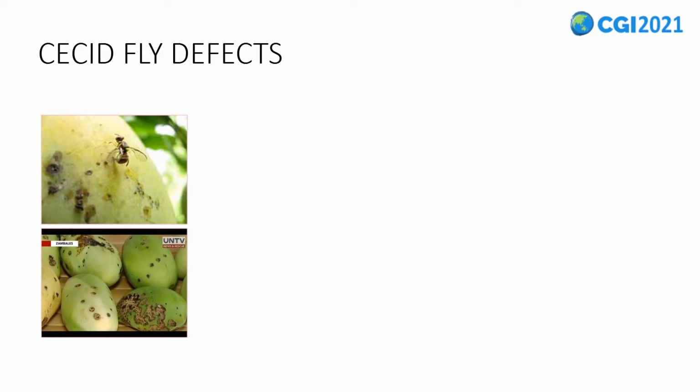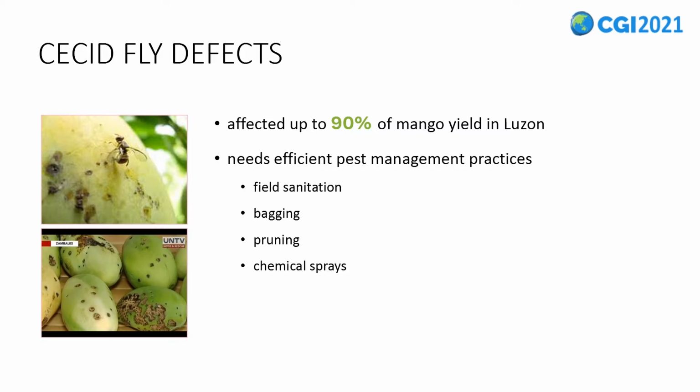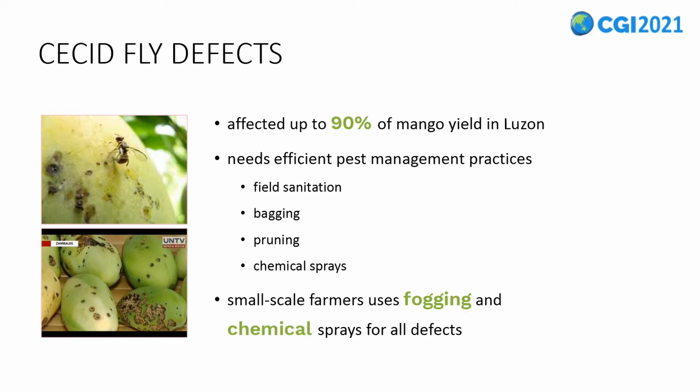The first major infestation was recorded in 2013, which affected up to 90% of the mango production yield. At present, many plantations have succumbed to these attacks as there are no insecticides yet proven to eliminate the Cecid flies. Experts and government agencies advise large and small-scale farmers to practice efficient pest management such as field sanitation, bagging, pruning, and chemical sprays. However, due to the lack of training and information dissemination, small-scale farmers opt to use fogging and chemical sprays for all types of defects.